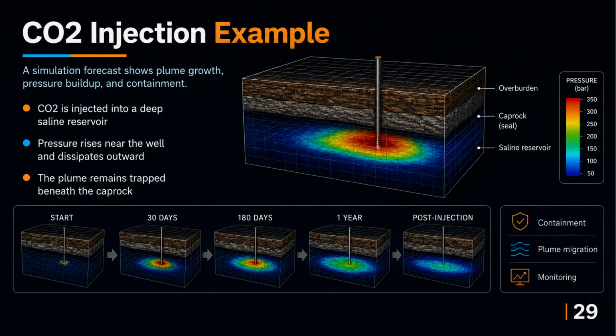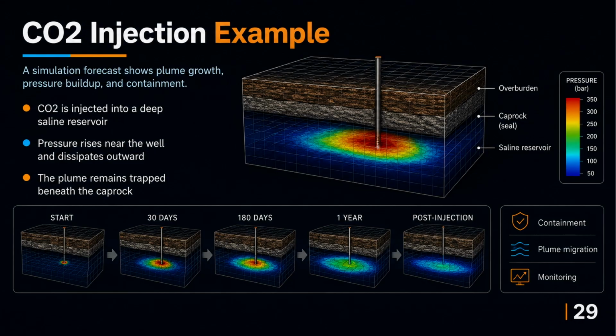After injection stops, the plume may continue to migrate, dissolve gradually into brine, become residually trapped, or eventually mineralize depending on geology and chemistry. For safety, the key outputs include plume footprint, maximum pressure, caprock integrity, fault stability, and leakage pathways. For storage performance, we care about storage mass, trapping efficiency, and injectivity. This example shows why reservoir simulation is essential for carbon neutrality. It allows us to design CO₂ storage projects that are both effective and safe.